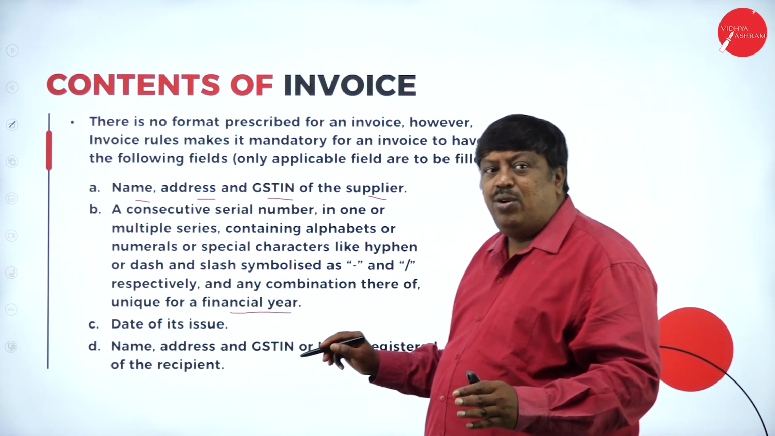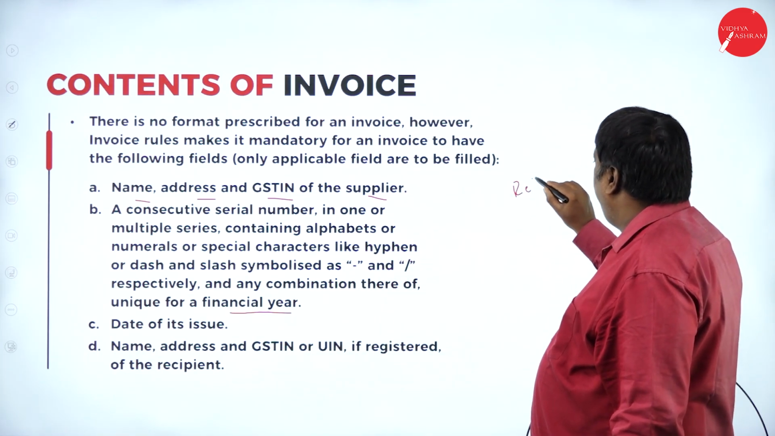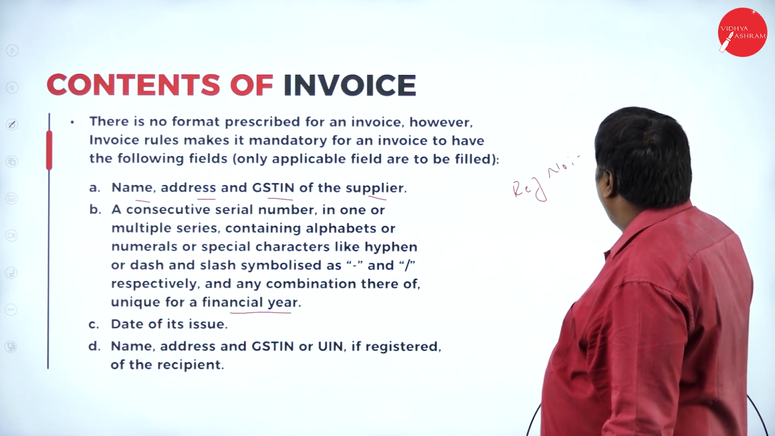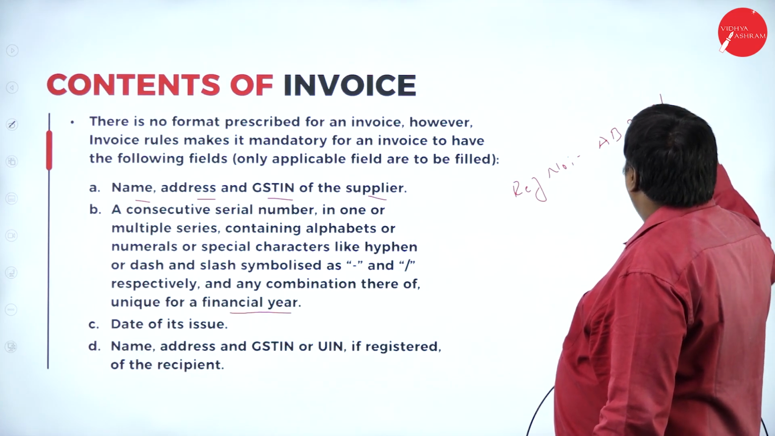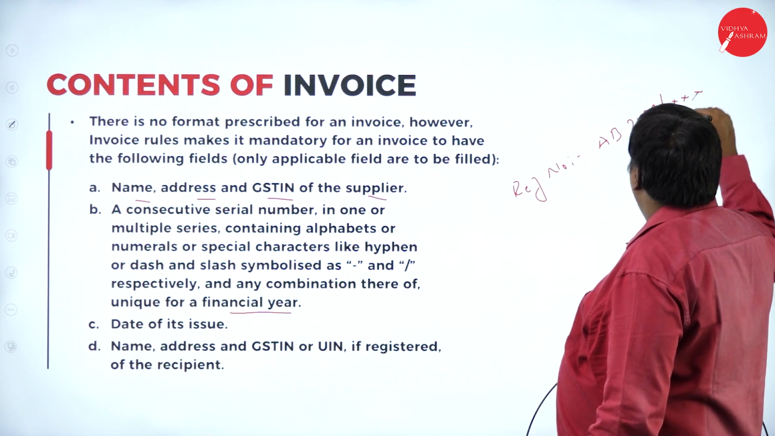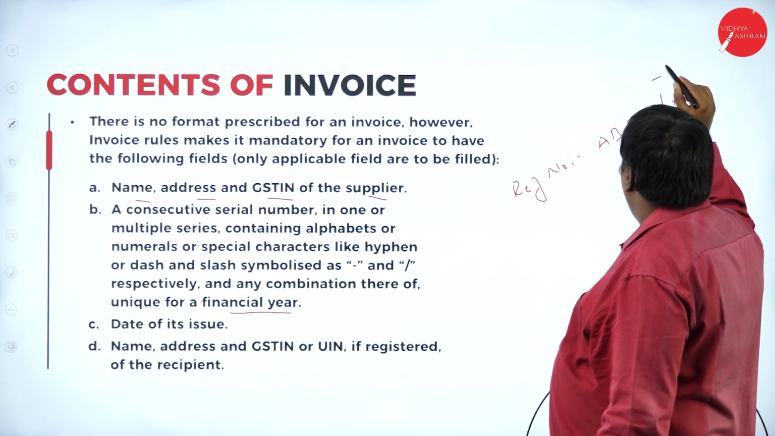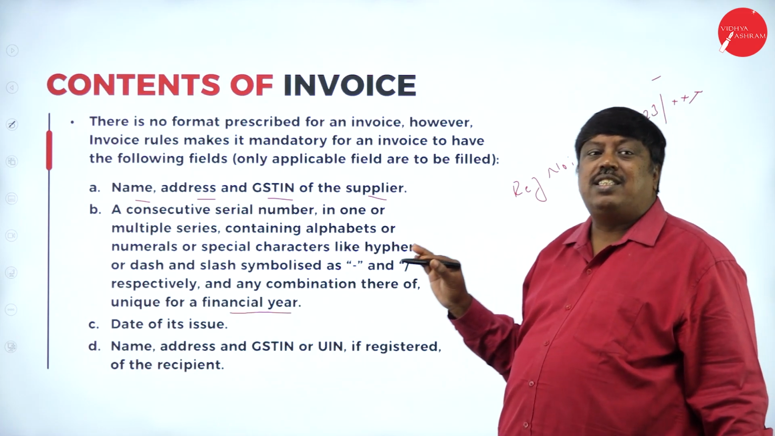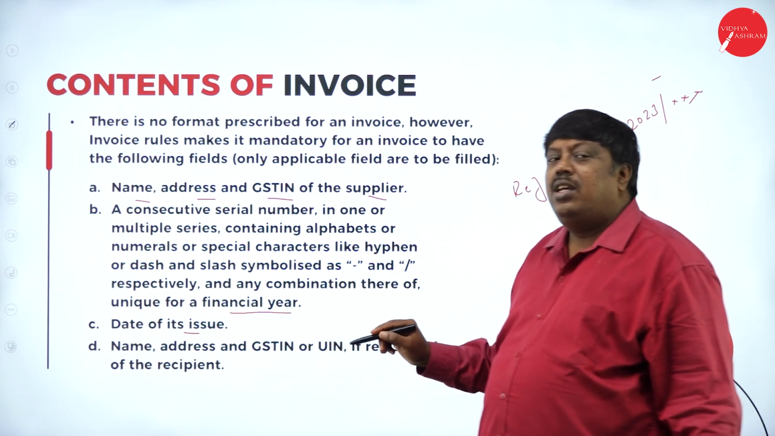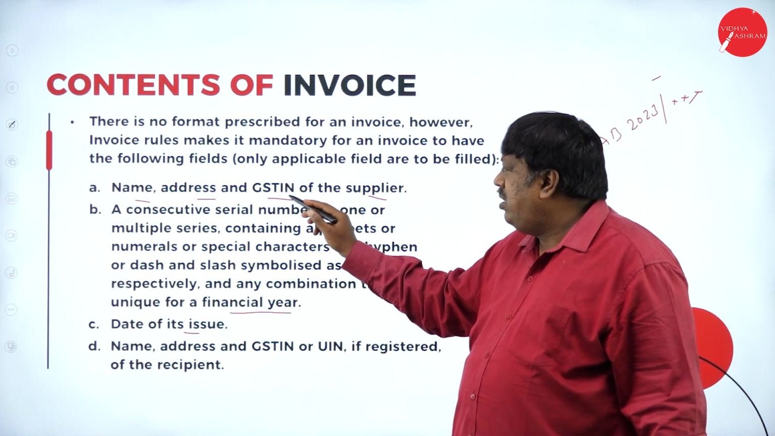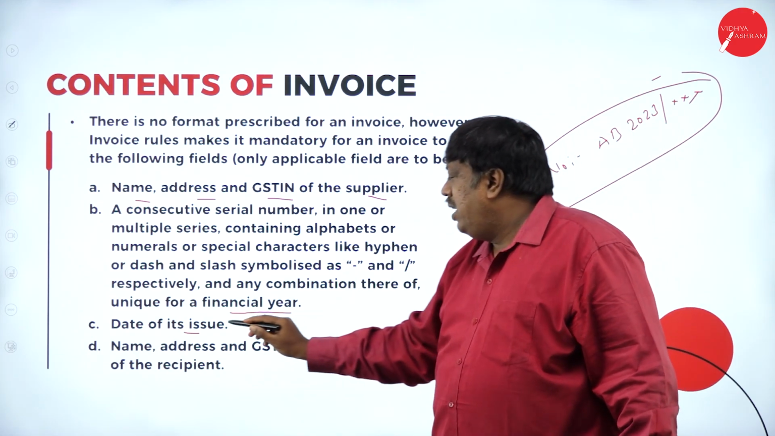It is left to you how you are going to have things in the invoice. For example, a reference number like AB 2023 slash. Either I can have the slash here or a hyphen. It is left to the supplier how to indicate the information. Then the date of its issue. So the invoice should have the name and address, the GSTIN number, the reference of the transaction, and the date of issue.